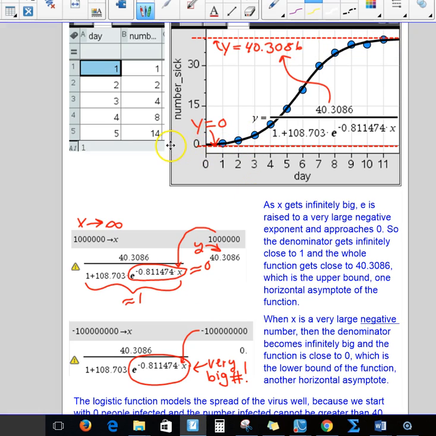Now as x goes in the negative direction, and we're stopping here at y equals 0, there is a y-intercept. It's very small. I think it's like 0.3 if you put 0 in for x. But now I'm going to put in a very large negative number. If x is negative and this number in front, this coefficient, is also negative, then that means e is being raised to a very large positive exponent, and it gets extremely big. So the numerator becomes a very big number, and 40 divided by a very, very big number gets close to 0. So y equals 0 marks the lower bound. The function cannot go below 0.